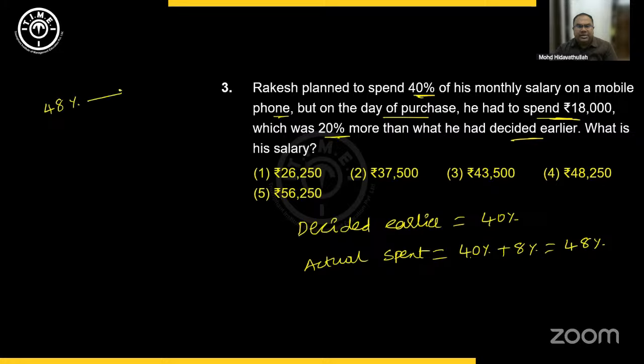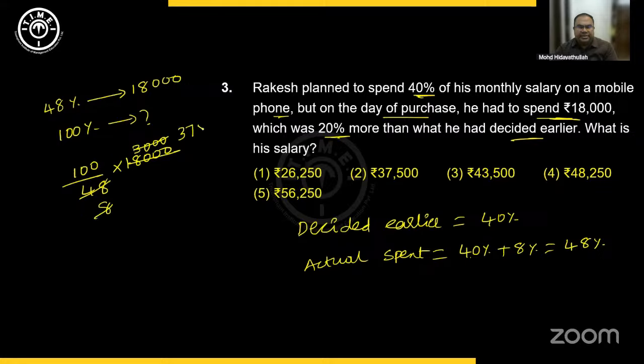Now this 48% represents 18,000. What is his salary? 100%, how much? 100 upon 48 into 18,000. So how much is this? 6 eights are 48, 6 3,000s. Again, 8 3s are 24, 60, 375. So 37,500 should be your answer.